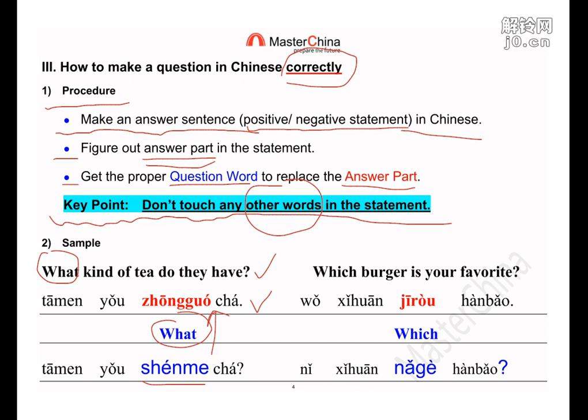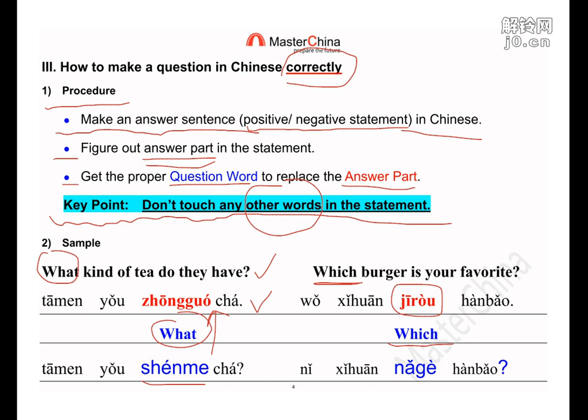So look at the second example. Which burger is your favorite? I will answer, 我喜欢鸡肉汉堡. So 鸡肉 is my answer. I only like the chicken. I don't like the beef. So which, in English, is which, right? 哪个? Then the question is, 你喜欢哪个汉堡?